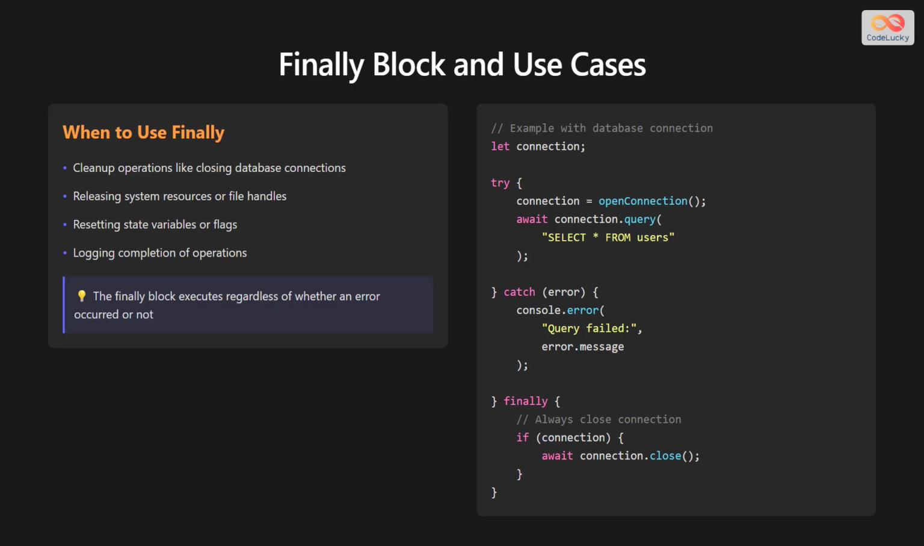In the try block, you open a connection and perform a query. If anything goes wrong, the catch block handles the error. Regardless of an error or success, the finally block makes sure that the database connection is always closed. This ensures resources are freed up correctly.